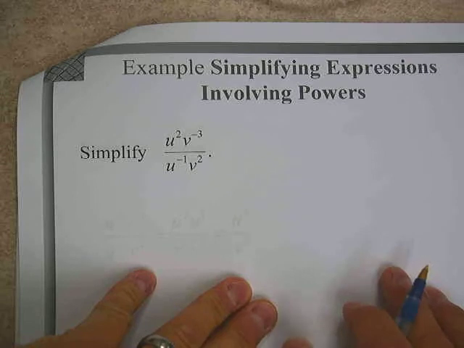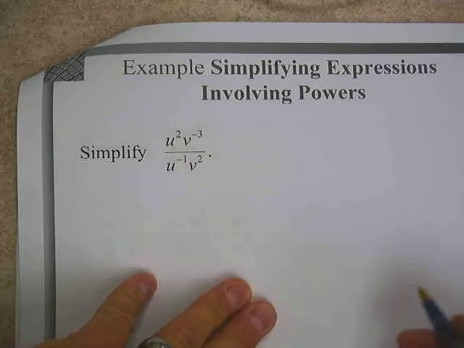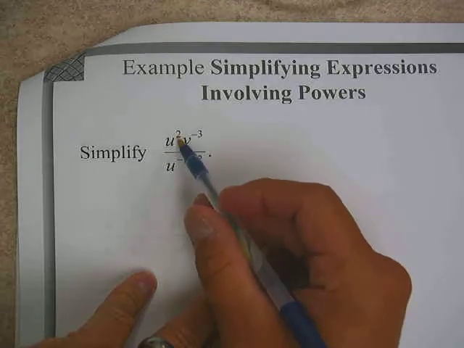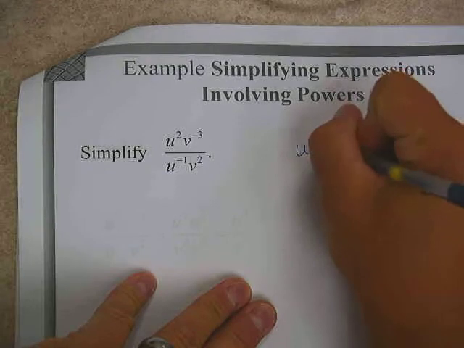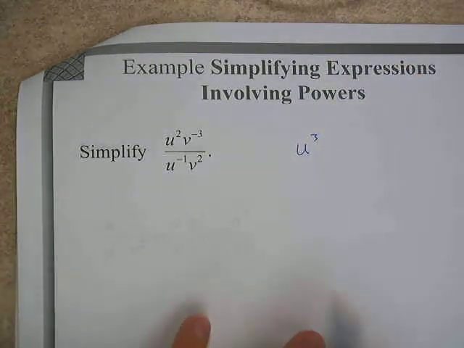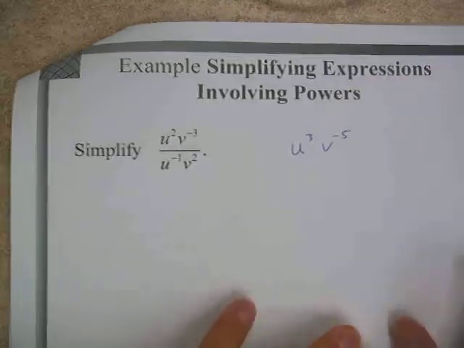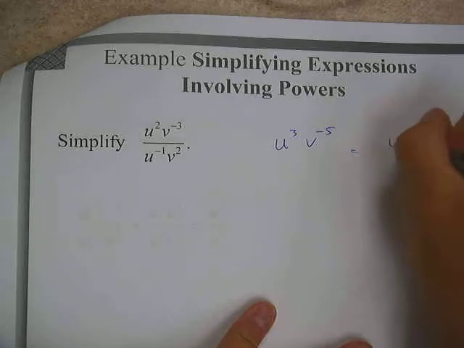So an example of that would be this one. If I have u squared over u to the negative 1, okay, if I just disregarded the v's for the time being, and I used my property, the property on the previous page told us that we would subtract these exponents, okay, to get an answer. And in the case of 2 minus negative 1, if I go 2 minus negative 1, that would be 3. So I'd get u to the 3rd. Okay? And then if I did that same thing with the v's, okay, I would get negative 3 minus 2, which would be negative 5.